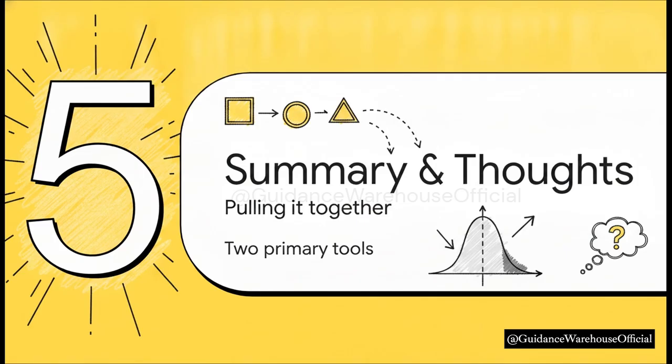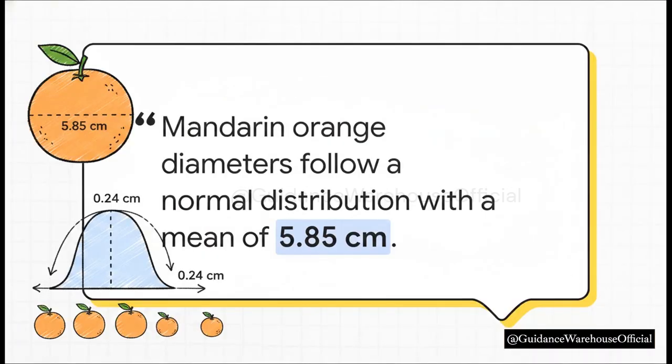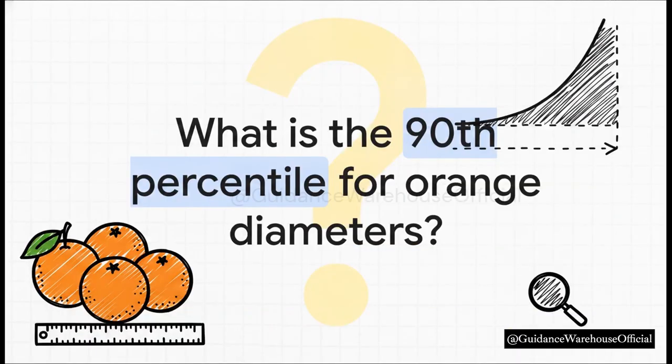Let's begin to pull this all together. Section 5. Summary and final thoughts. We're going to apply our two primary tools to one final, slightly unexpected scenario. Take a look at this quote right from the text. A citrus farmer finds mandarin orange diameters have a mean of 5.85 centimeters and a standard deviation of 0.24 centimeters. I love this because it perfectly illustrates how the normal distribution literally dictates the sizes of the food we eat every single day. So, I challenge you to mentally construct the formula one last time to really solidify your retention.